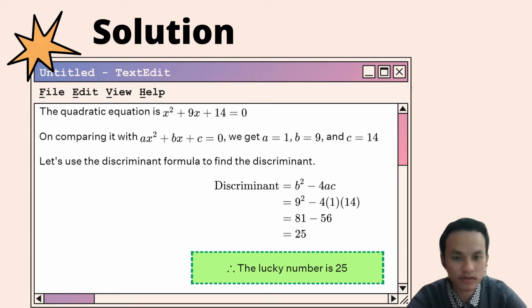So if we want to relate with the types of the roots, we get the discriminant is 25, which is larger than 0. So if we want to find the roots of the equation given, they will be of the type real and distinct roots, the first type, because the value of the discriminant is larger than 0.